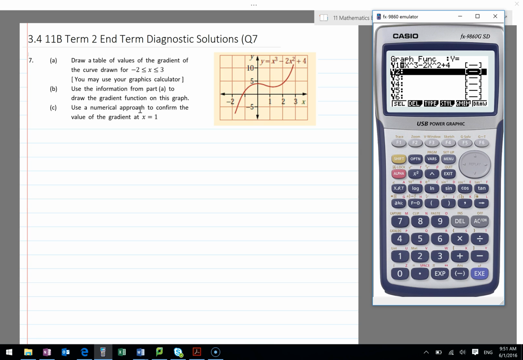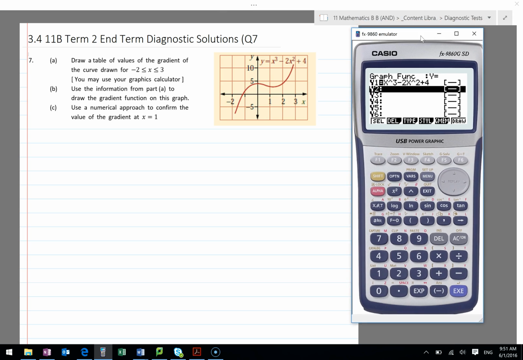Some of you may have forgotten how to do this on your calculator. Draw a table of values for the gradient for the curve drawn. There are notes in your notes on how to do this. I'll type in the function. I'll make a view window that looks roughly like the one on the screen. Otherwise, I'll just zoom in and out until I can see what's going on. I'll draw it. In setup, I need to make sure that derivative is on.